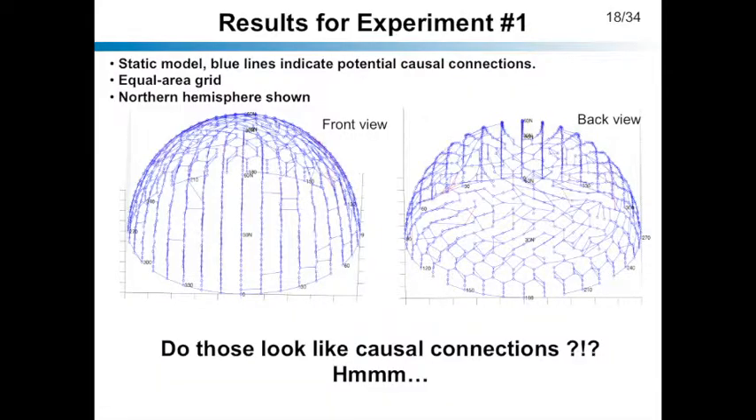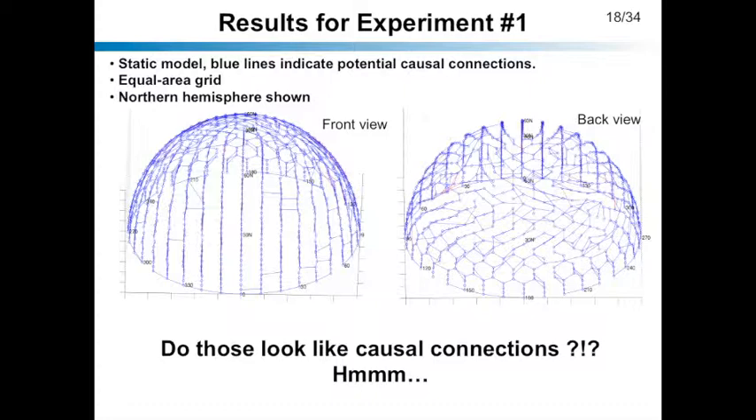So again, we use the PC algorithm, Tetrad implementation, and this new type of climate network is made as a supplement, not a substitute. I mean, they're both good for different things. So we try it out, and what you see here is a static model, and the blue lines indicate the potential causal connections, and I really wish you could see that better. But still, take a look at it and ask yourself, do those look like causal connections?